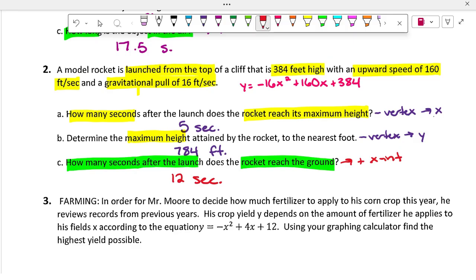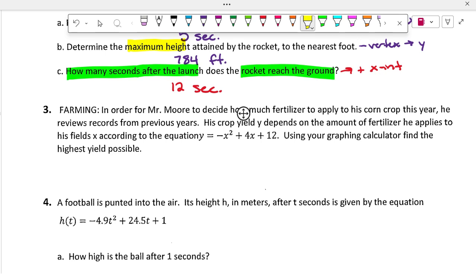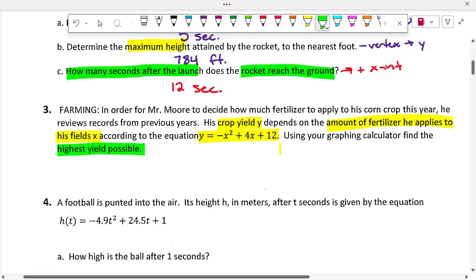Now, 3 is not necessarily a projectile motion, but the logic that goes with how you determine which key feature to use for projectile motion still applies with 3. It's pretty much the same process. You just have to think about it logically. So 3 says, in order for Mr. Moore to decide how much fertilizer to apply to his corn crop this year, he reviews records from previous years. His crop yield Y depends on the amount of fertilizer he applies to his fields X, according to this equation. And it wants to know what the highest yield possible is.